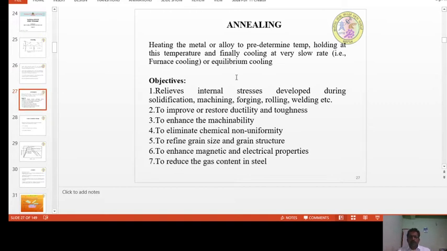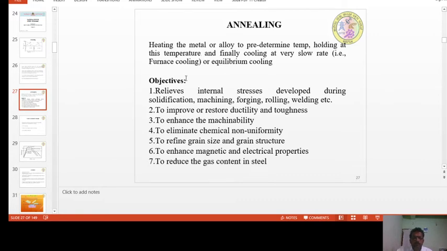Coming to annealing: heating of a metal or alloy to a predetermined temperature, holding at this temperature, and finally cooling at a very slow rate, that may be within the furnace or within the atmosphere. So these are the cycles involved in annealing. Heat to a particular temperature and hold or soak it, and then cool it very slowly. Usually the cooling is done in the furnace itself.